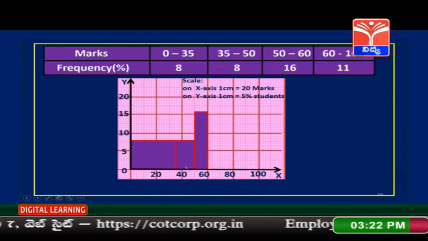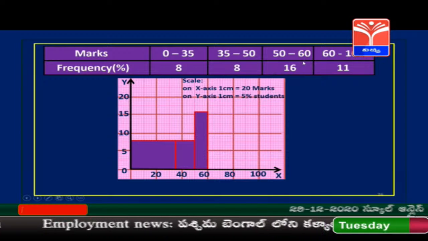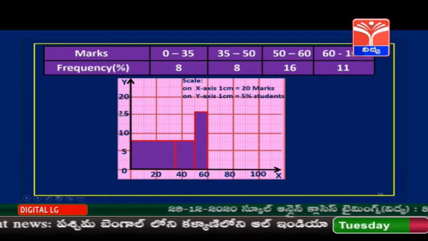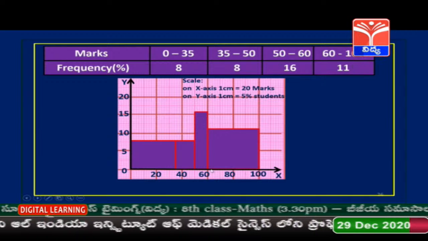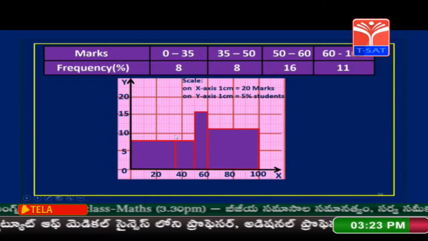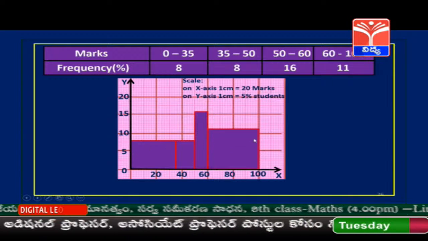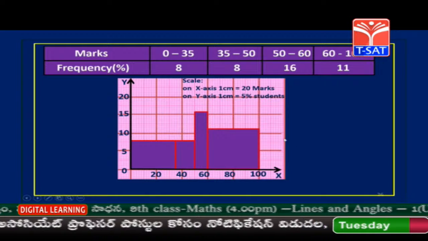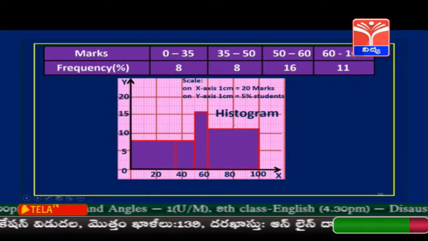Next 50 to 60, this is 50, 60. For 50 to 60, the length is 16. How to take 16, children? After 15, second line. Now 60 to 100 is 11, means after 10, second line. Children, are you observing here bars with different widths? Yes, this is a histogram, with different widths.